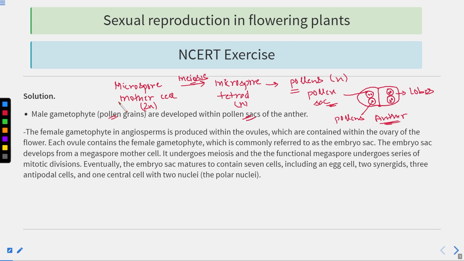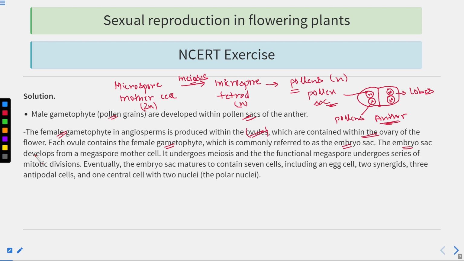Then let's talk about the female gametophyte, which is the embryo sac. So female gametophyte in the angiosperm is produced within the ovules. So within the ovule, embryo sac is present. Now, female gametophyte known as embryo sac is produced within the ovule, which are contained within the ovary. So ovule is present within the ovary. Now, each ovule contains the female gametophyte, which is commonly referred to as the embryo sac.